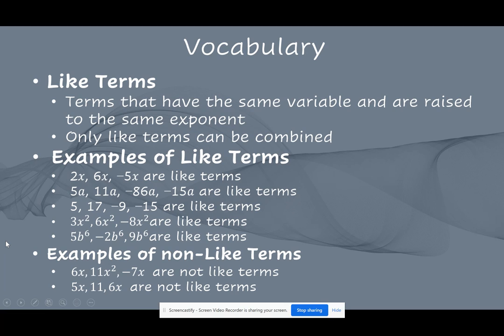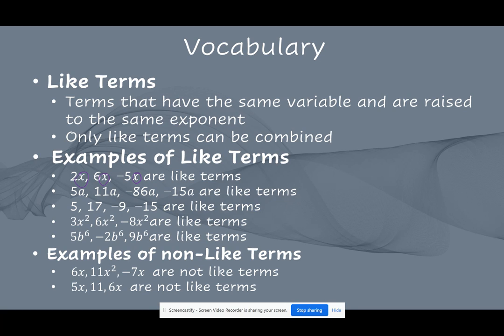Now we're going to be talking a lot about like terms. Like terms are terms that have the same variable and are raised to the same exponent. They are the only terms that we can combine together. Some examples of like terms are 2x, 6x, and negative 5x. They all contain the x, and they all don't have an exponent with it.